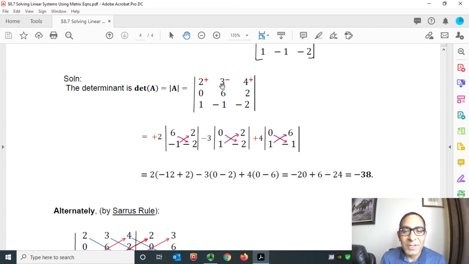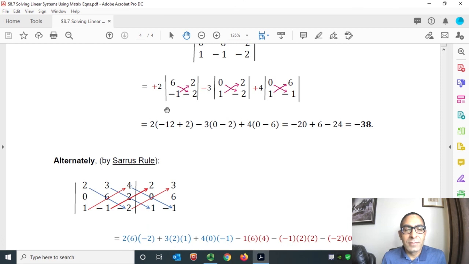The next term, then minus 3. Cross out the first row and the second column containing 3, then we have the 2x2 determinant: 0, 1, 2, minus 2. And the last term here, so then plus 4, then cross out the first row and third column containing 4. We have the 2x2 determinant of 0, 6, 1, minus 1. And we can easily expand these 2x2 determinants now.